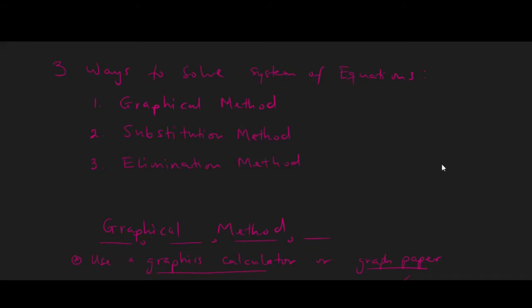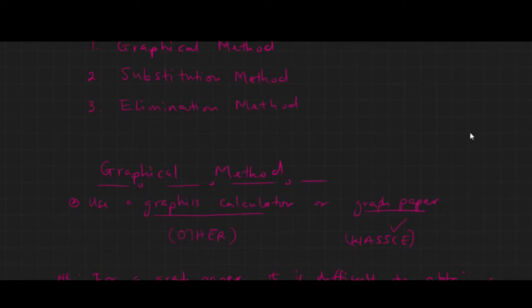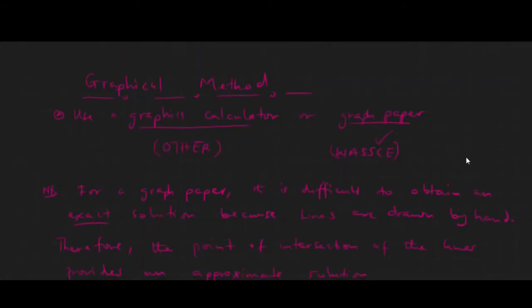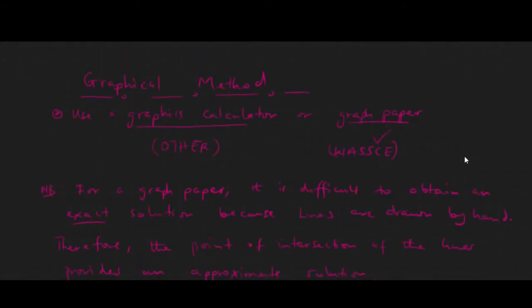There are three main ways to solve systems of equations in two variables. First, we'll talk about the graphical method. Secondly, the substitution method. And thirdly, the elimination method. With the graphical method, we use either the graphics calculator or graph paper and manually draw the two lines of the system of equations, and then where they intersect will be the solution set.